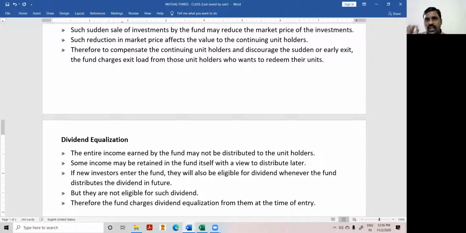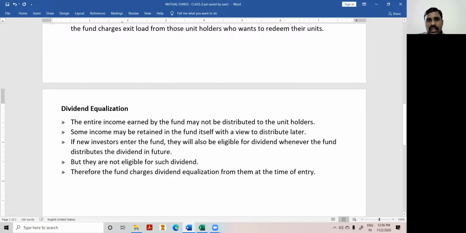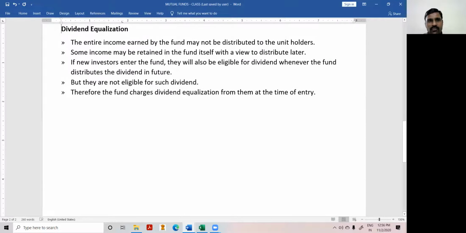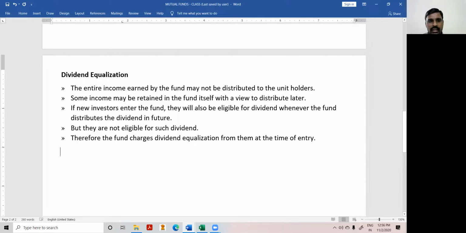Okay, whatever the new entrant will get in future, for which he is not eligible, he has to pay in advance the same amount to the fund at the time of joining. Okay, that is the point. Right. So this is in case of entry, but the same thing happens in case of exit also, but in a reverse way. Look at this.